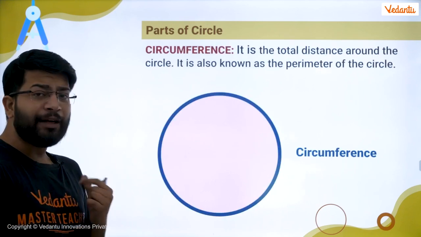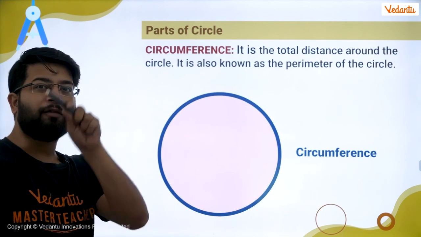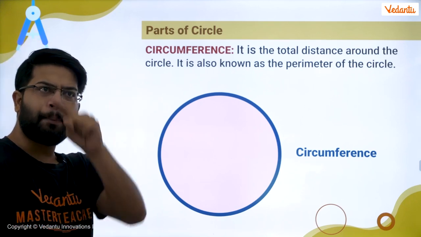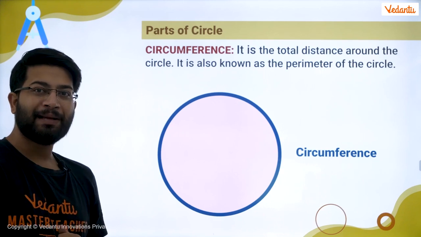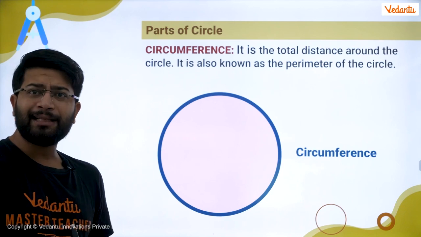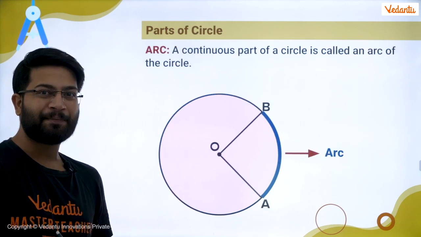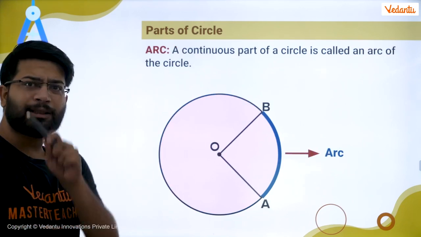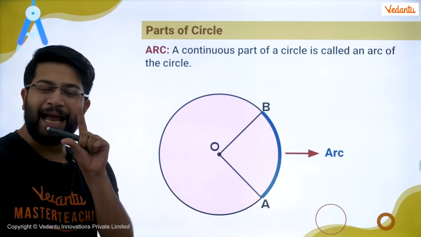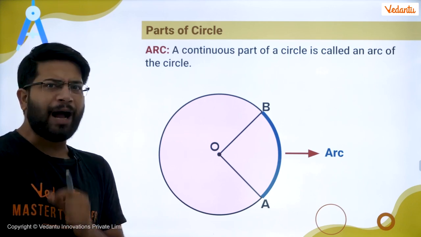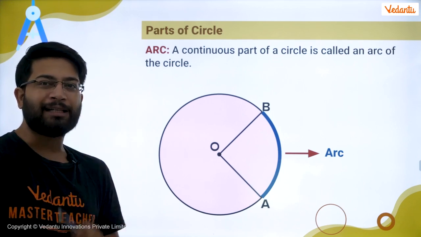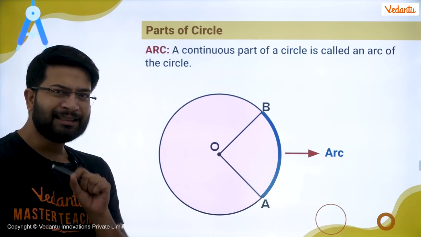Now champ, when we talk about the outer boundary of the circle, the total distance around the circle, the path on which we were moving, the total distance of that path is known as the circumference, or we can say the perimeter of the circle. Now when we say the circumference, if I take any continuous part of the circle, that continuous part is known as the arc of the circle.